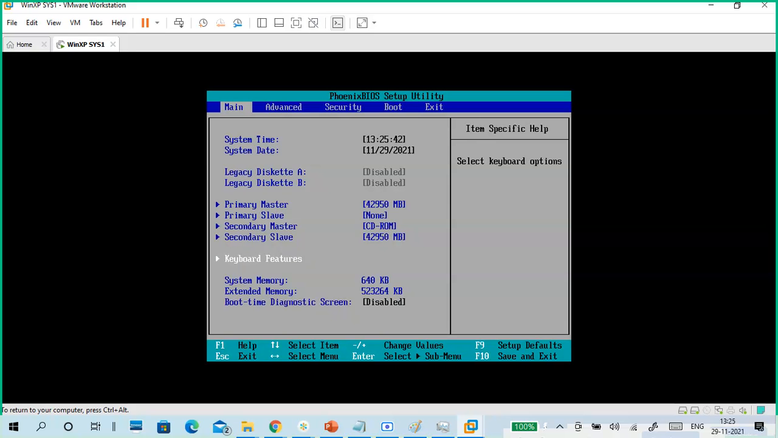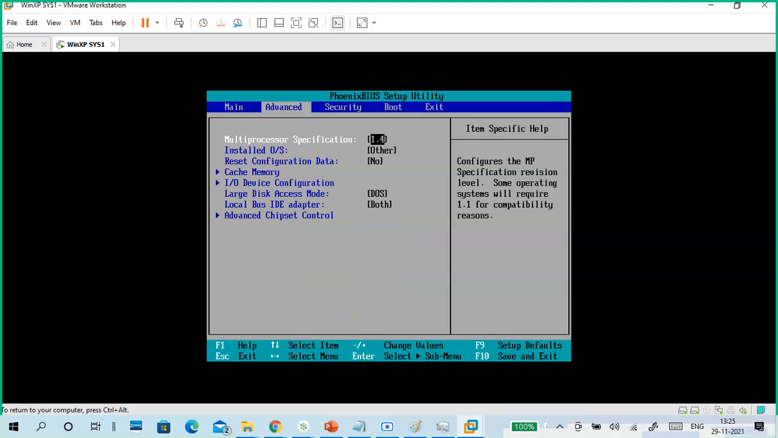Okay, what is the system memory? 640 KB. It means like a cache memory, but I gave a 512 MB RAM. You can see extended memory, it's a 512 MB RAM only. Next, see advanced. This is the main page. Advanced differs from one type of system to another, because it is based on the BIOS manufacturer. This is a Phoenix BIOS.